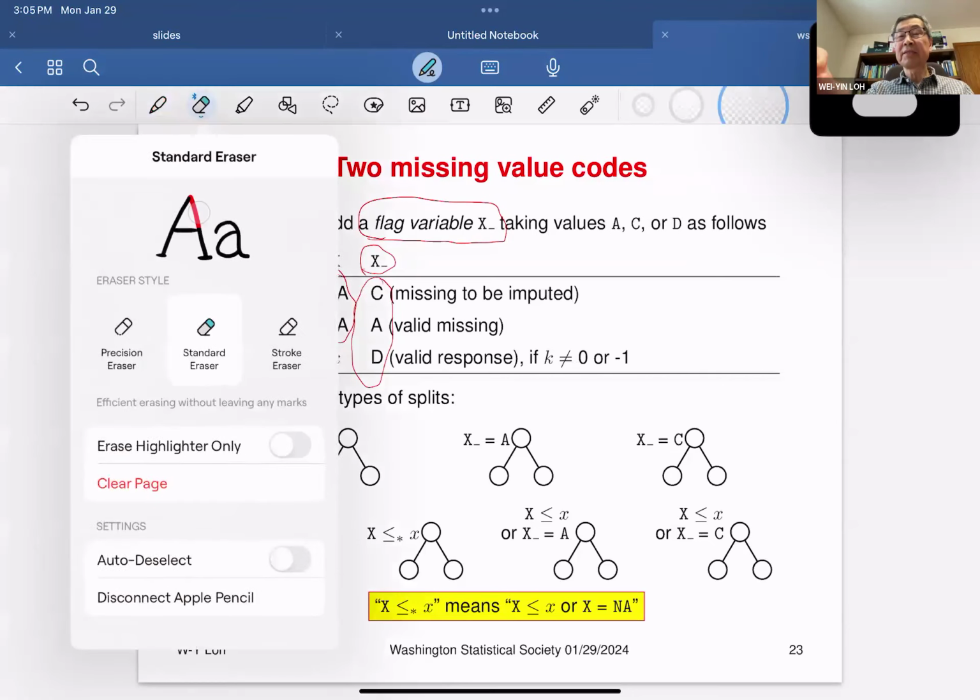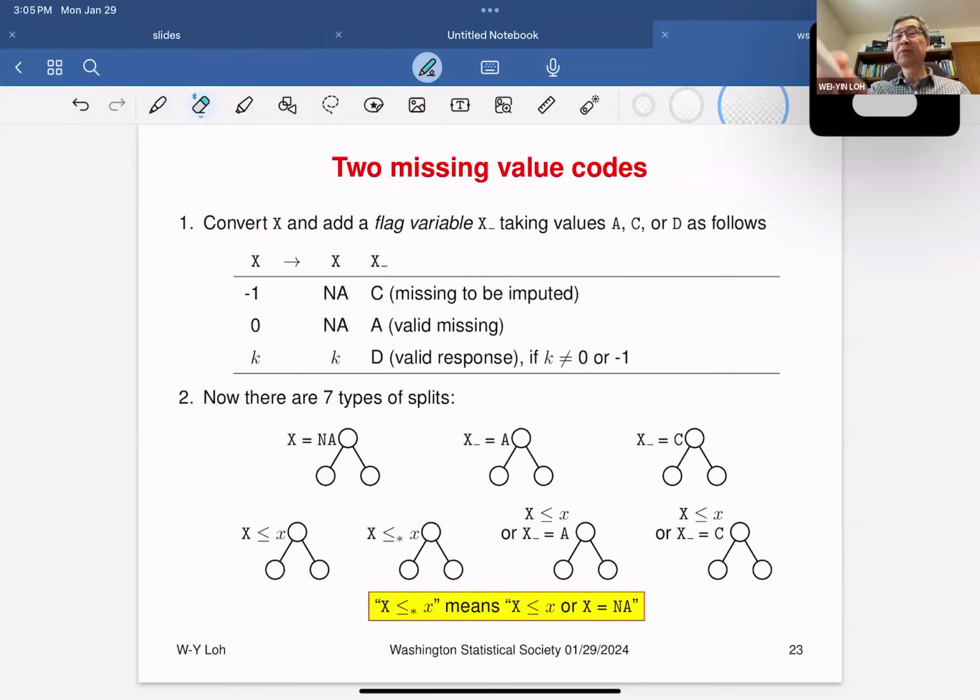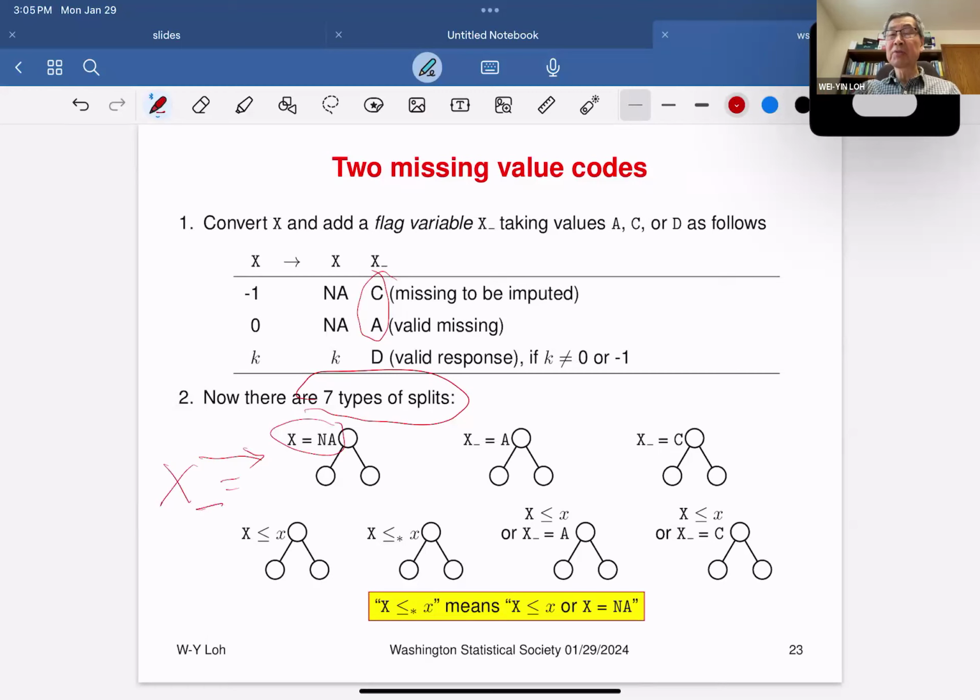So in this case, we now have more possible splits. So we have 7 types now, right? The first split to consider is to put all missing values to the left, whether they are validly missing or they refuse to answer. It doesn't matter whether it's A or C. So basically, this condition is the same as x underscore equals A or C, right? So x underscore is the missing value flag, right? Okay. Then another possible split we'll check is whether the x underscore, the missing value flag, is A.